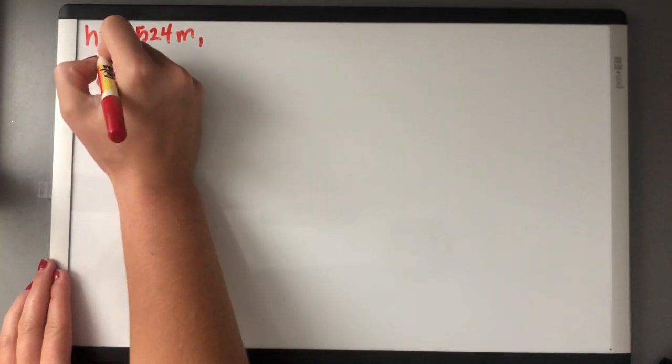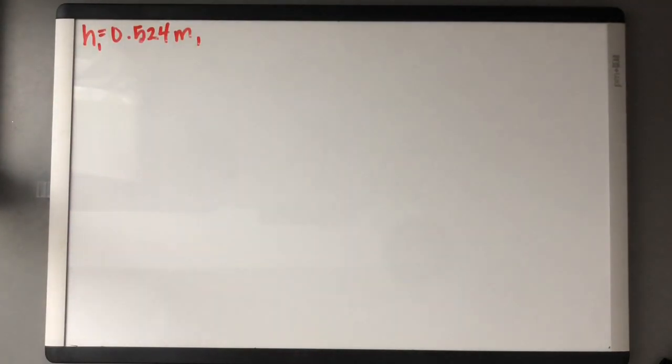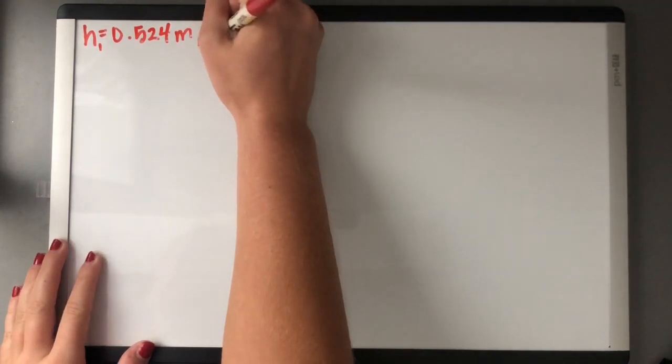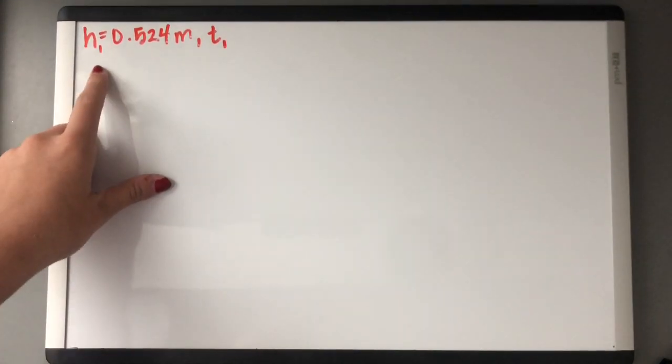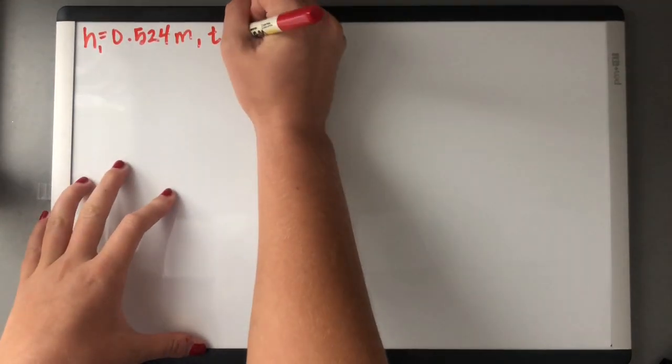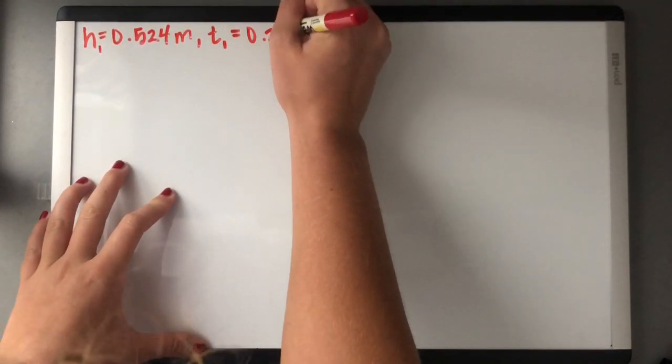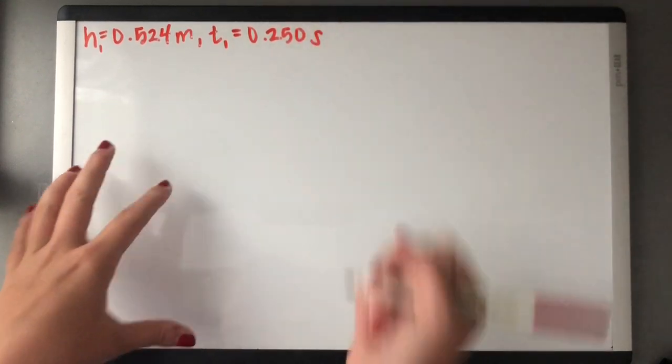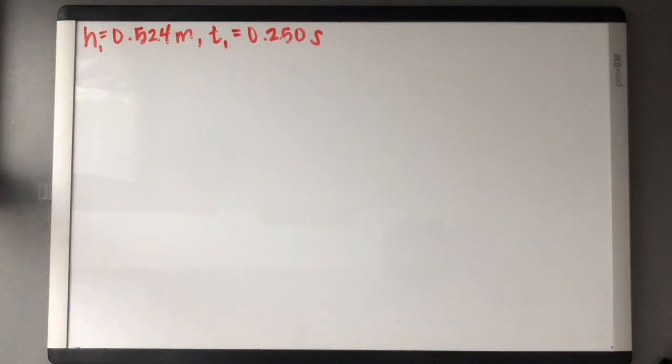And we're going to call this height 1 because later in the problem there's a second height that he reaches, so we're going to call this first one height 1. We're going to say that this is time 1 associated with his first height off of the ground, and he gets to that height in 0.250 seconds, also given to us in the prompt. So that's the information given to us initially, and the first question is that we need to figure out what the initial speed of the armadillo leaving the ground would have been.